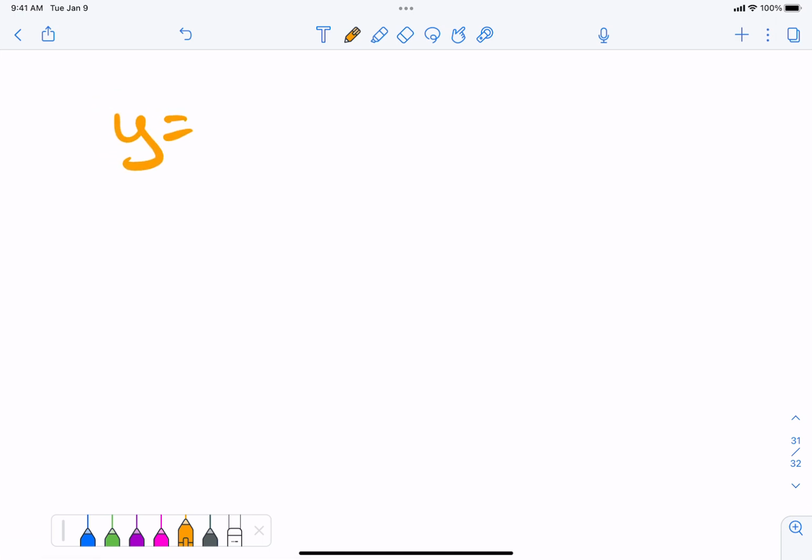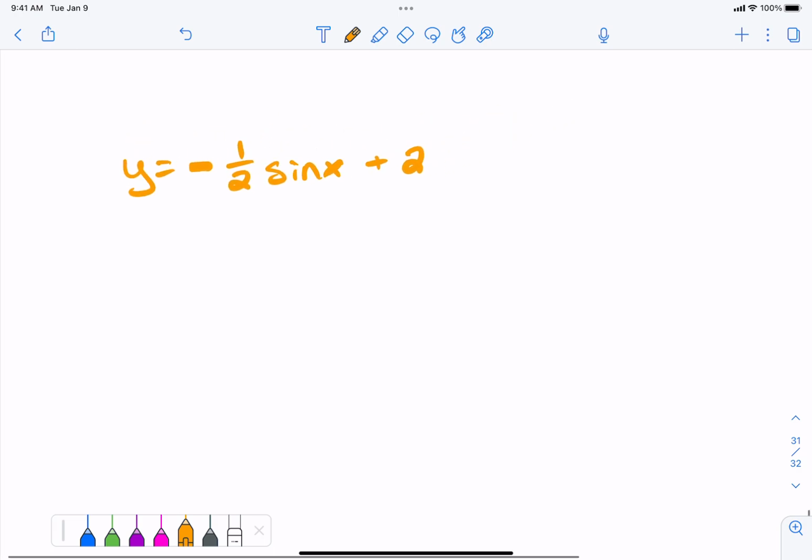Let's do negative 1/2 sine of x plus 2. Should we have fraction or no fraction? Fraction. Negative 1/2 sine of x plus 2. There's a lot of things going on. Okay, give me lots of time. Okay, I'll give you lots of time.